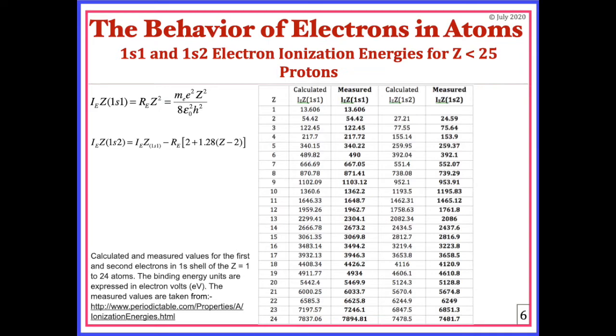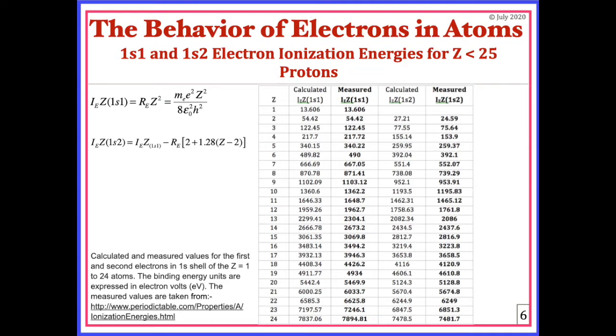The IEZ1s2 term is just the 1s1 ionization energy screened by the 1s1 electron. I am sure others have derived similar expressions, although I haven't bothered spending time to look for them. I just found it quicker to derive my own. This table shows the calculated and measured, in bold, values for the ionization energies of 1s1 and 1s2 electrons around nuclei with Z from 1 to 24.